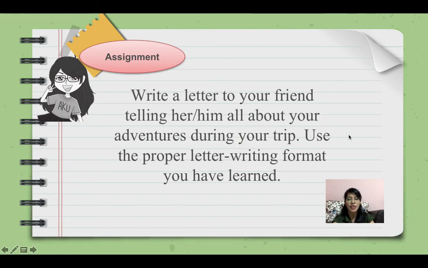Okay, now here is your assignment. Are you excited, guys, to do your assignment? Okay, write a letter to your friend telling her or him all about your adventure during your trip. Use the proper letter writing format you have learned. Okay, I want to know whether you understand this topic or not, and I hope you pay attention to every single word and every single structure.